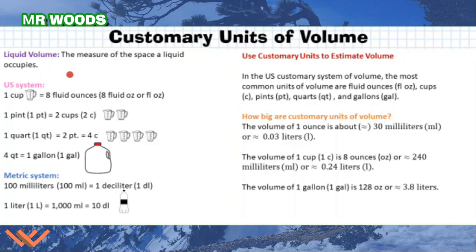Here in the U.S. system, we have this here where it says 1 cup is equal to 8 fluid ounces, and we can abbreviate it as 8 fluid OZ or FL OZ. 1 pint or 1 PT is equal to 2 cups. 1 quart is equal to 2 pints, which is equal to 4 cups. And 4 quarts is equal to 1 gallon.